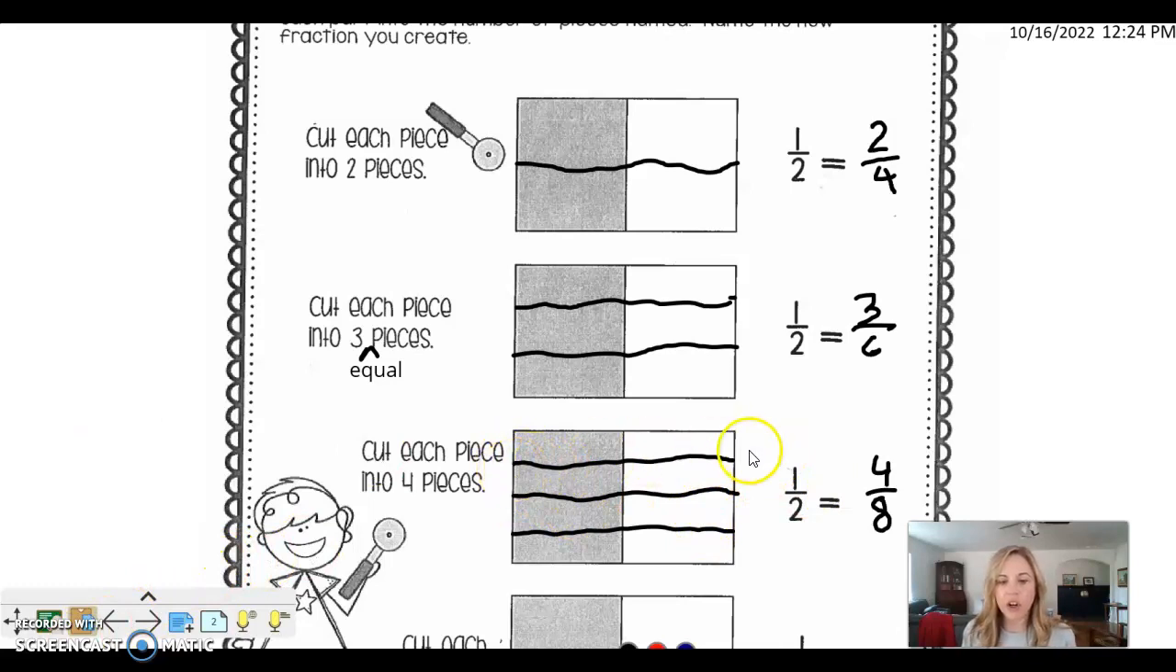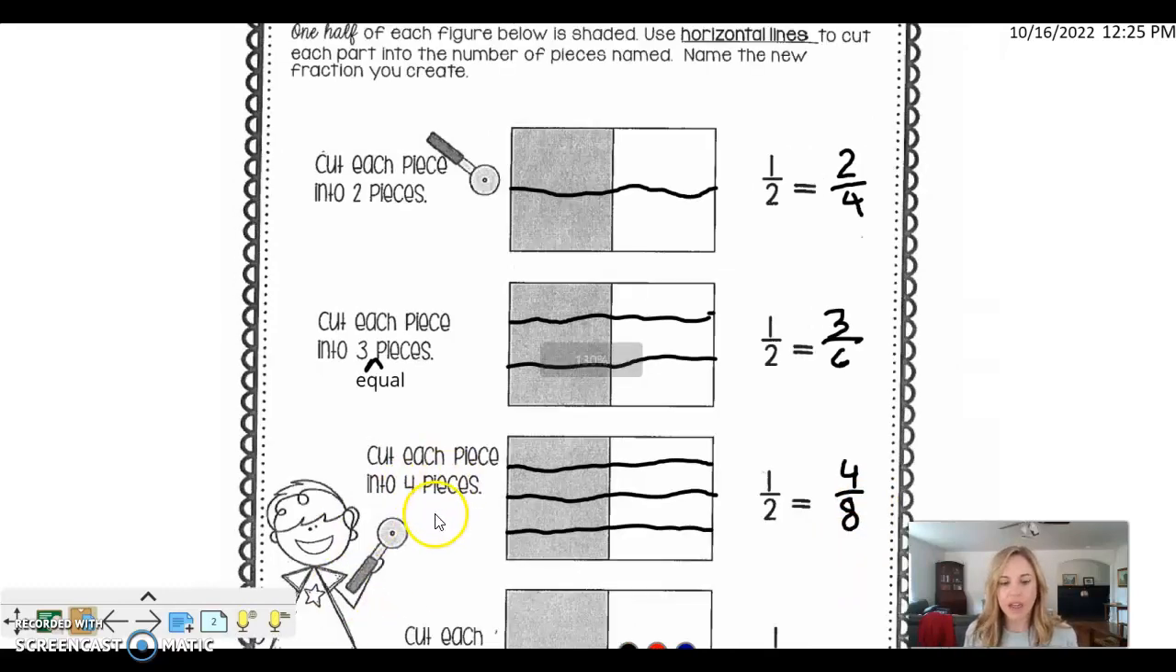Okay, your model should look like this. When we cut it into 4 pieces, we actually only draw 3 lines because each line creates 2 pieces. So you should have 3 lines creating 4 pieces, and your fraction should be 4 out of 8. We have 4 shaded out of 8 equal parts. All right.